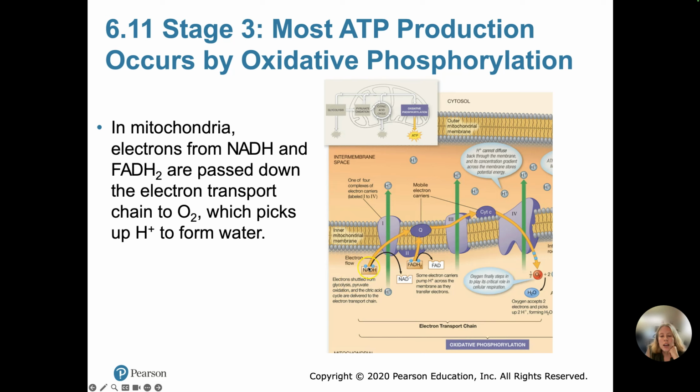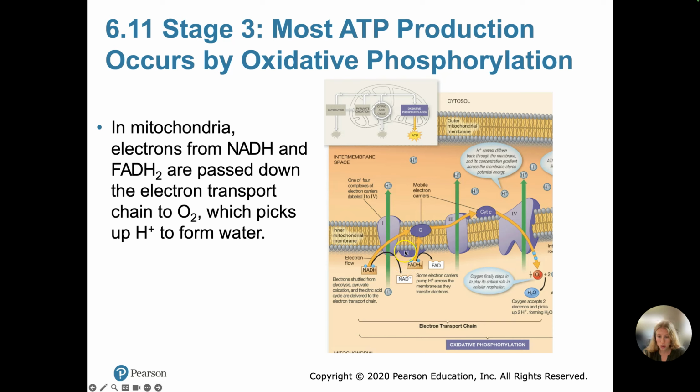So we have NADH here carrying its 2 electrons, and then FADH2 here carrying its 2 electrons. NADH drops its electrons off in the first electron carrier complex right here. FADH2 skips this first electron carrier, and it drops its electrons off at electron carrier 2, which is right here. The yellow arrows just represent the path of electrons.